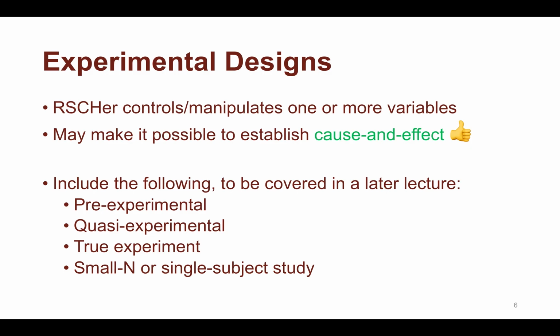So with experimental designs, the researcher controls or manipulates one or more variables. And in so doing, this makes it possible to establish a cause and effect relationship. And as I mentioned on the previous slide, there are several types of experimental designs, which I'll cover in another lecture.